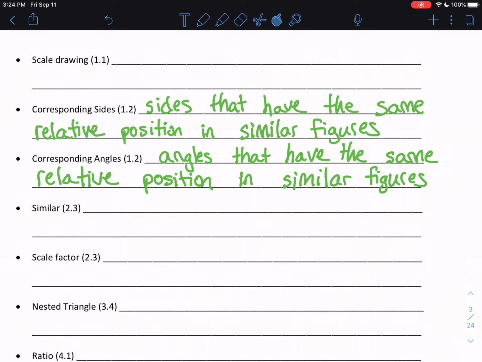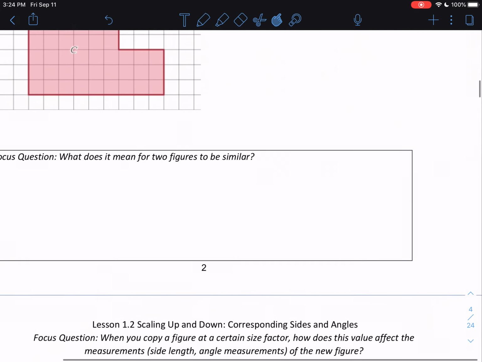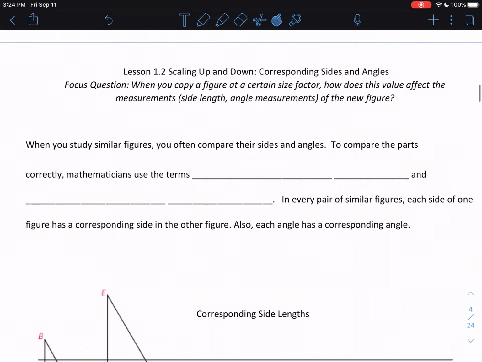Okay, so now let's see what the lesson's about and why we needed to know corresponding sides and corresponding angles. So I'm going to go down to page 3, lesson 1.2, scaling up and down. And our focus question today is, when you copy a figure at a certain size factor, how does this value affect the measurements of a new figure? And now you mean side lengths, angle measurements, things like that.